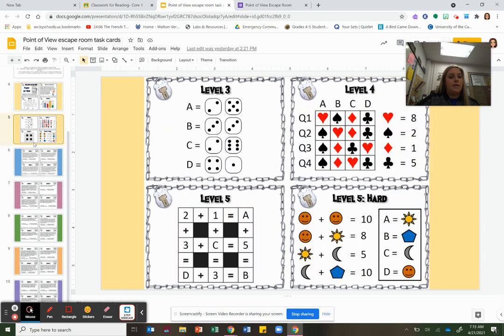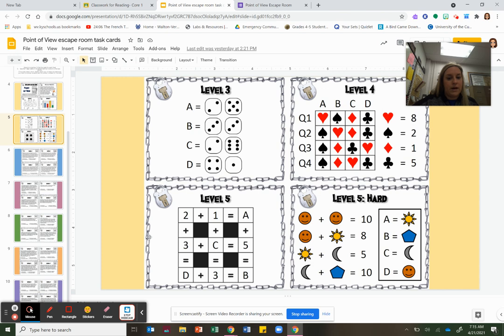And then level 3, A equals that number, okay? Use the 2 dice, add those together, okay? And then for level 4, find your question number, and then find your letter. So if question 1 was A, it would be a heart. If the answer is B, it would be the spade. If question 1 was a C, it'd be diamonds. And if question 1 was D, it'd be the trump, okay? And then you would come over here, find the symbol and pick the number that matches.